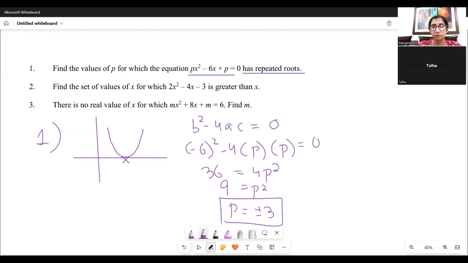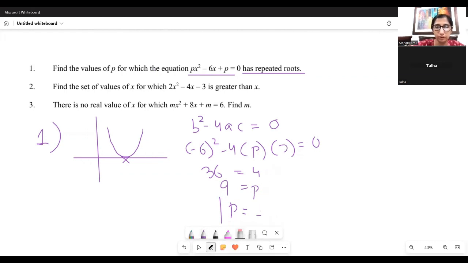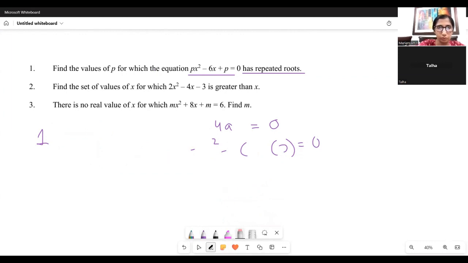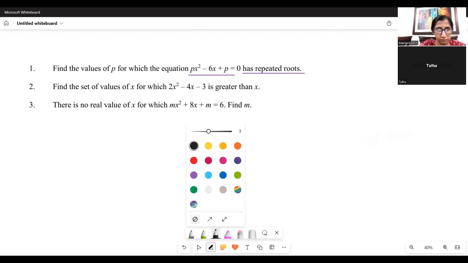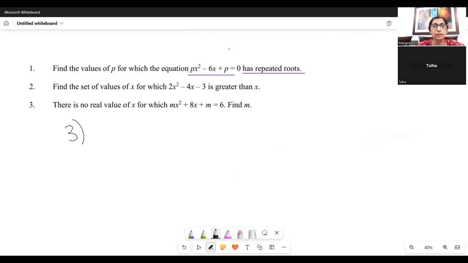Let me know when you're done. Take it. Now let's look at question number 3. There is no real value of x for which mx square plus 8x plus m is equals to 6. Find m.